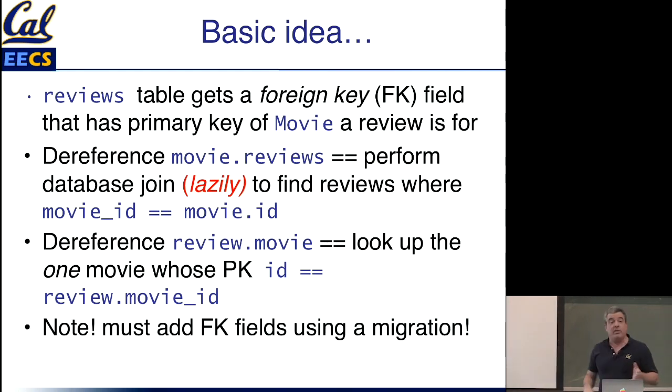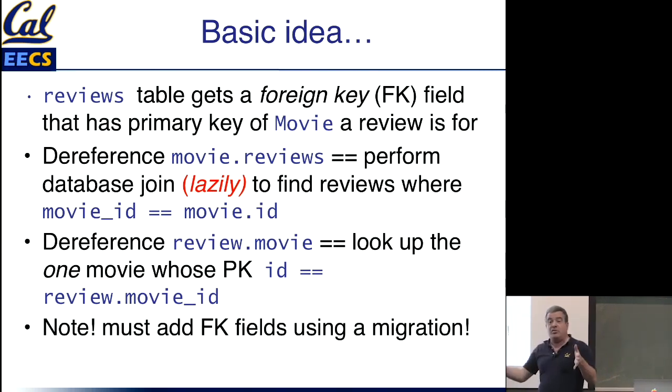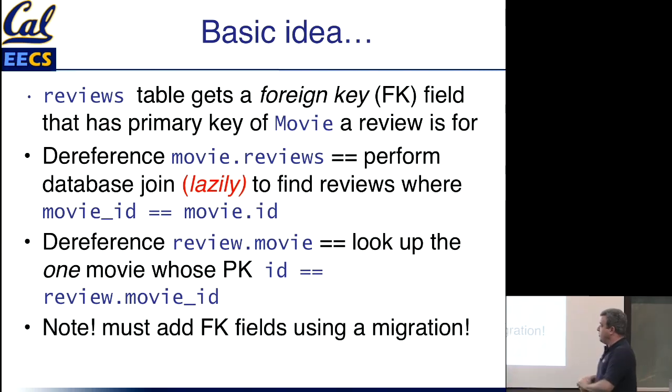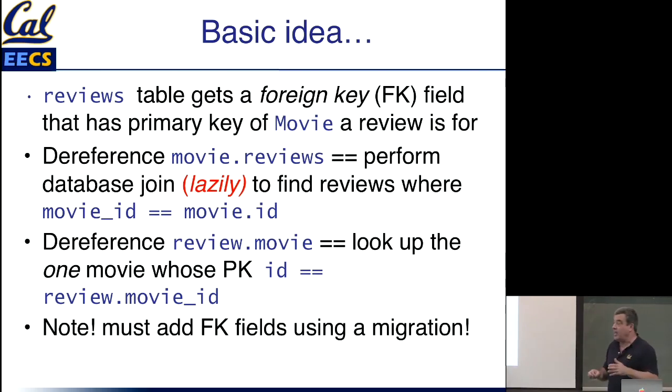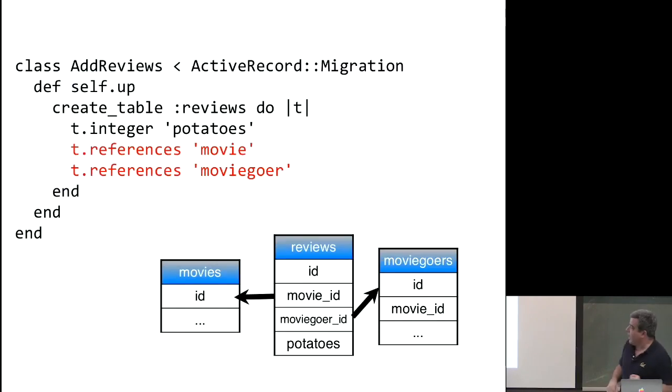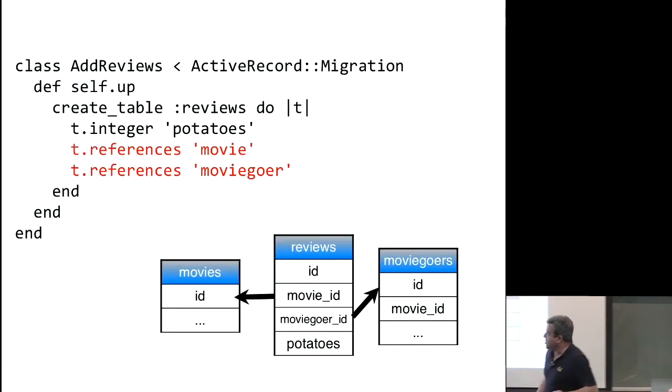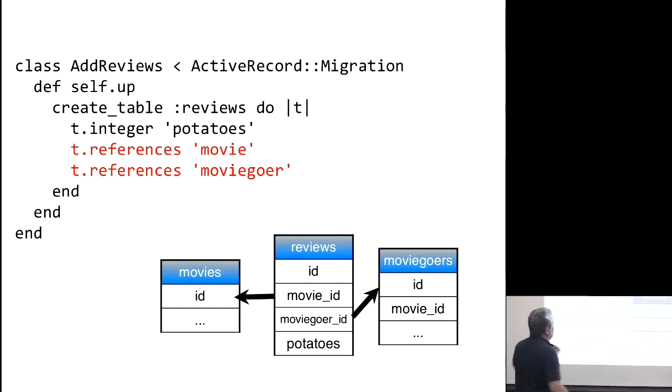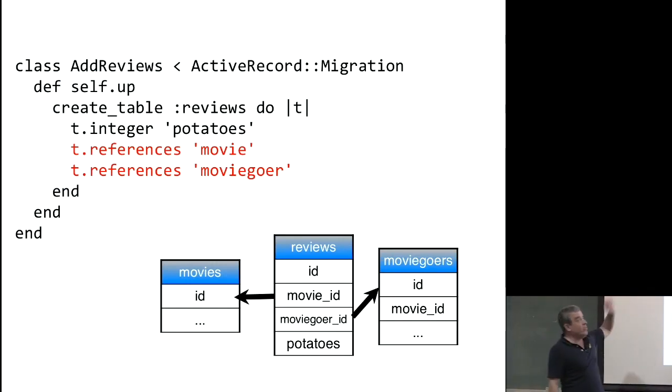Now, you do have to add the fields yourself. We've already seen how to use database migrations to change the schema, to add and remove columns from the tables. So the one thing that isn't purely automatic is that you have to make the tables look right. You have to know which table has to have a foreign key in it, and you've got to have a migration that sticks that foreign key in there. And here's what that migration would look like. If we were creating the reviews table, and this is the migration syntax that you've already seen, the reviews table is going to have an integer field, which is the number of potatoes.